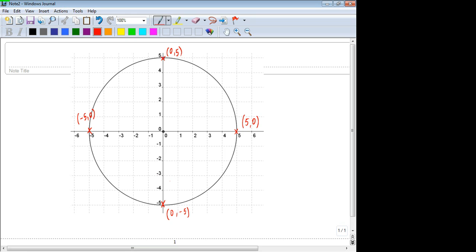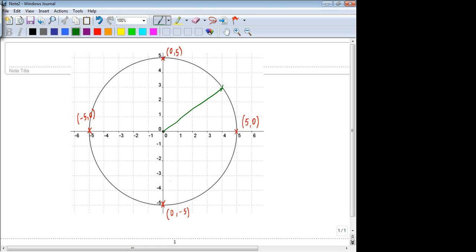Now I am going to draw one straight line from the center to the circumference. What's a good point? This point looks good. Shall I join it here?